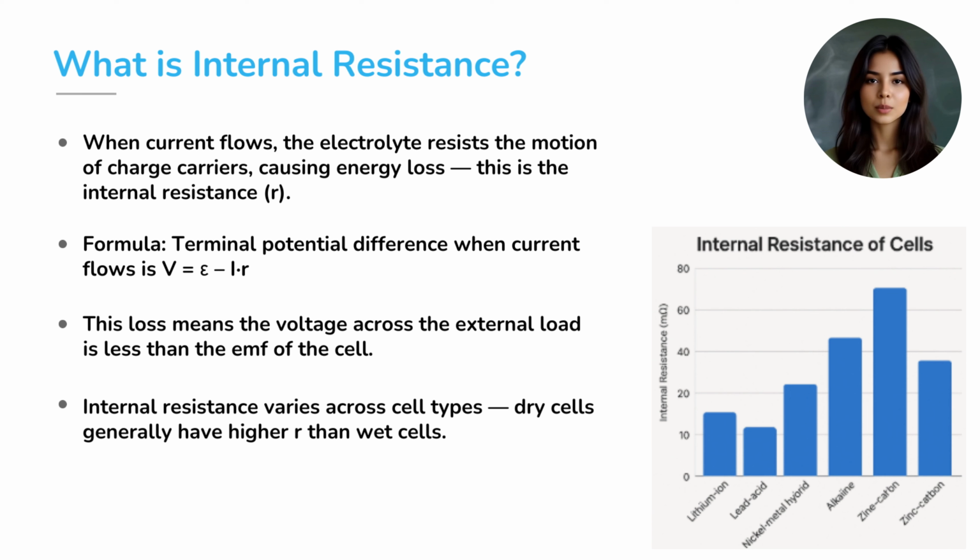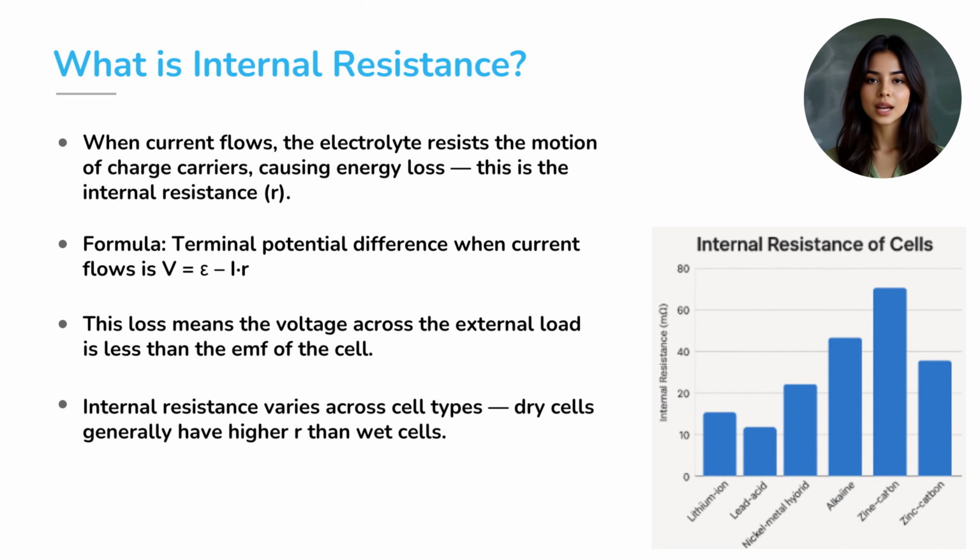Now, let's talk about something that limits the performance of every real cell, internal resistance. When current flows through the electrolyte, the cell's internal components resist the movement of charge. This resistance is called internal resistance and it's represented by a small letter r. This internal resistance causes a drop in the voltage available to the external circuit. So when current flows, the terminal voltage is less than the EMF.